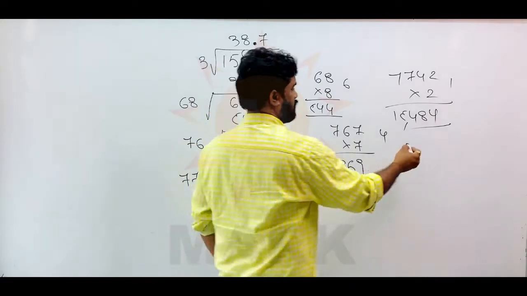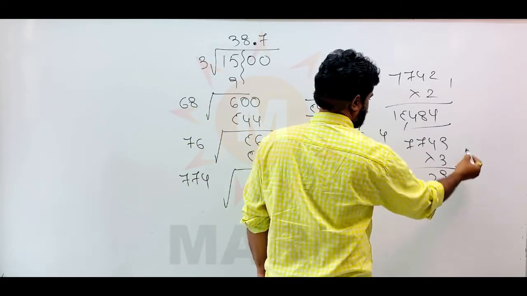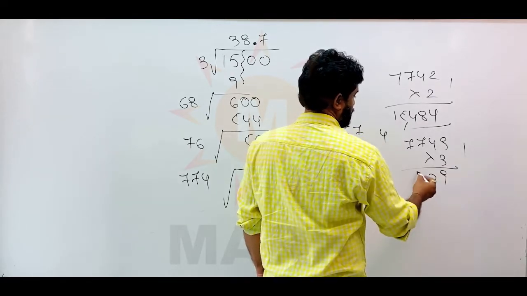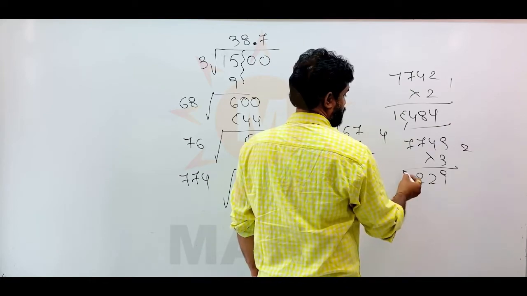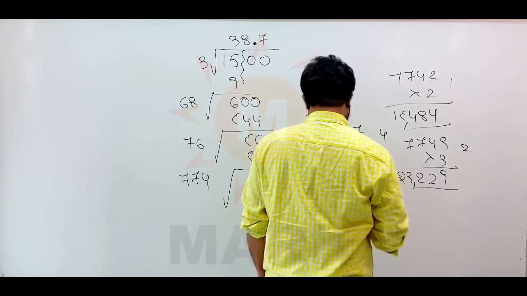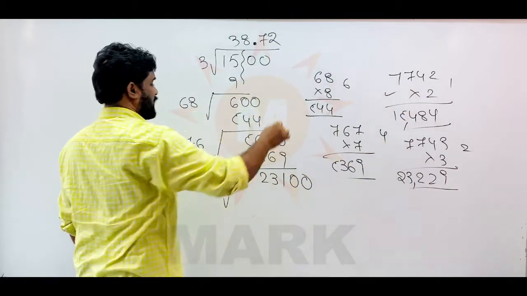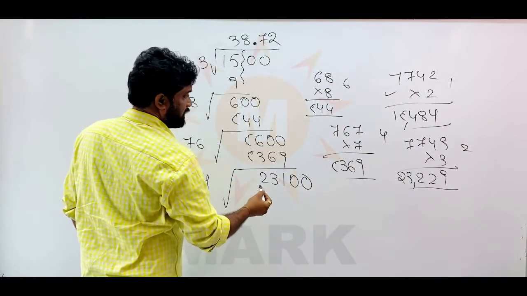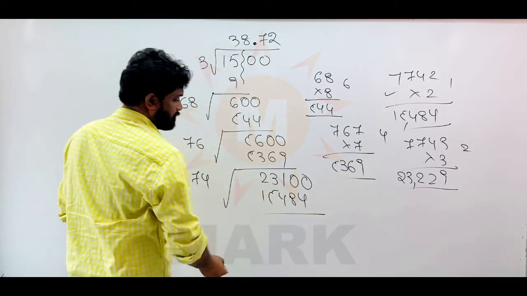If I check once with 3 also: 7743. So 9, 12. 7 3s are 21 plus 2, 22. Again 2 here. 7 3s are 21 plus 2, that is equal to 23. So 23,200, it is going beyond, so I am going for 2 times only. So 2 times, what is coming is 15,484. So that is 6.